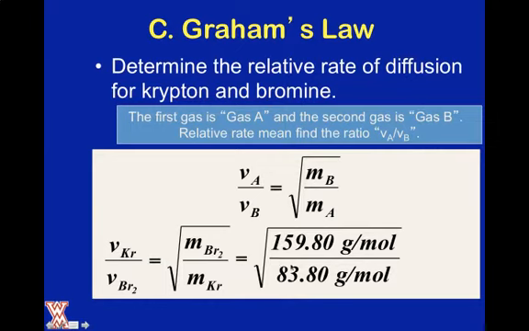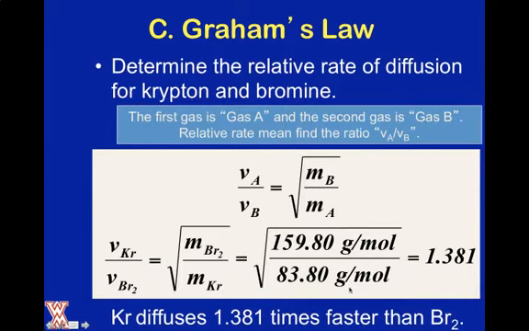Solve this problem, take the square root of the molar mass of bromine divided by the molar mass of krypton, and we're going to get a proportion of 1.381. This proportion tells us that krypton diffuses 1.381 times faster than bromine. That means it's moving around 1.381 times faster than bromine will. That's a very simple way to solve that problem.